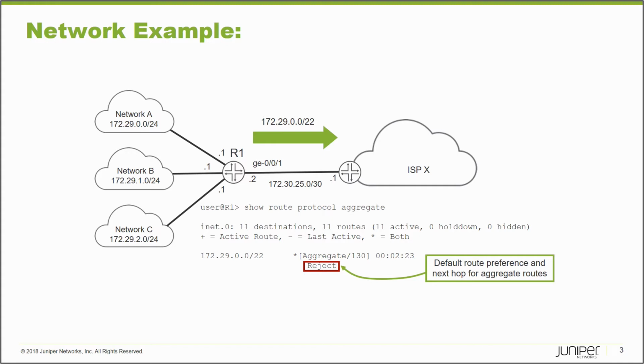For example, for the aggregate destination 172.29.0.0/22 that we have on this slide, we have a more specific route which is 172.29.0.0/24. If an aggregate route becomes active, it is installed in the routing table with reject next hop. If a packet does not match a more specific route, the packet is rejected and an ICMP unreachable message is sent to the packet originator.